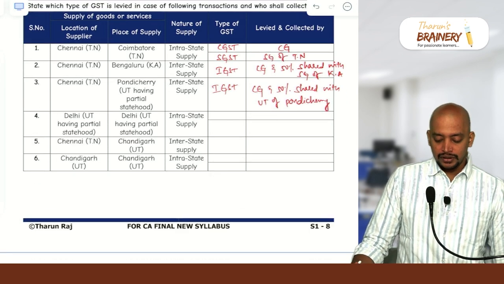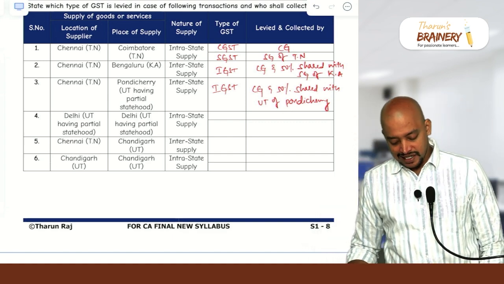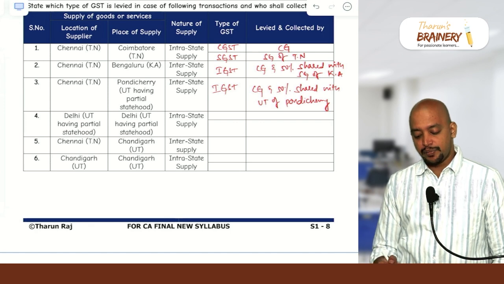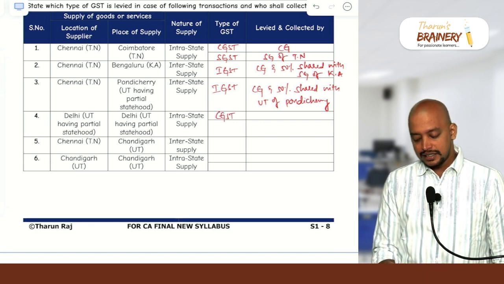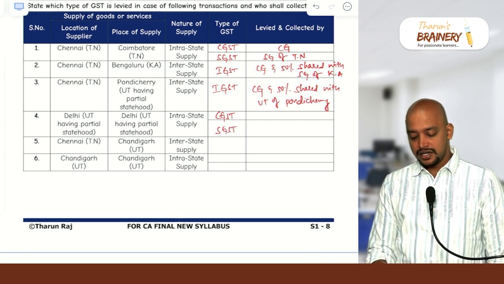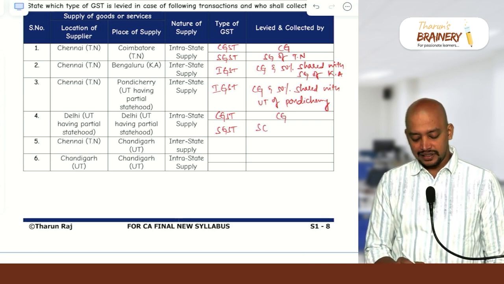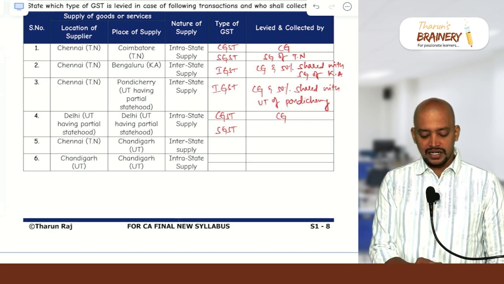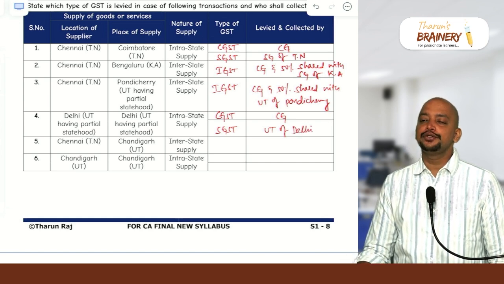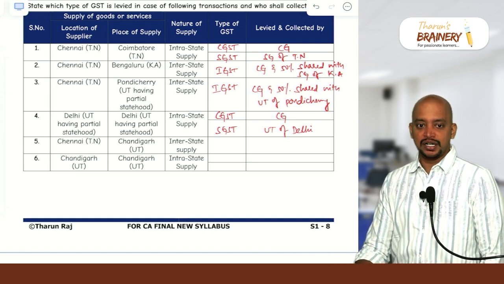Then number 4, location of supplier Delhi, Union Territory having partial statehood. Place of supply Delhi, Union Territory having partial statehood. So what is the nature of supply? Intra-state supply. And type of GST? CGST and SGST. CGST levied and collected by the central government, SGST by the state government of Delhi. So we will write it as Union Territory of Delhi. But for a Union Territory it should be UTGST, no? No. For these 3 Union Territories, only CGST and SGST will be applicable. UTGST will not come.